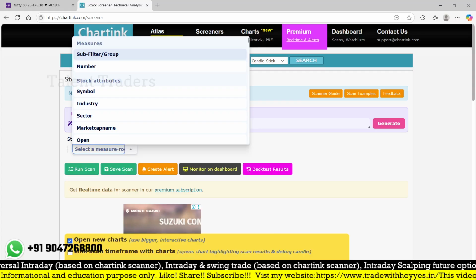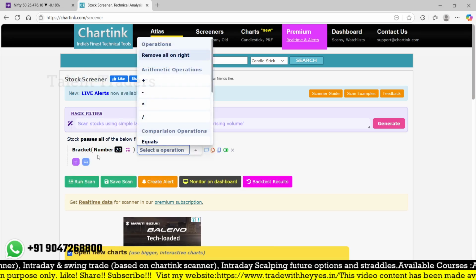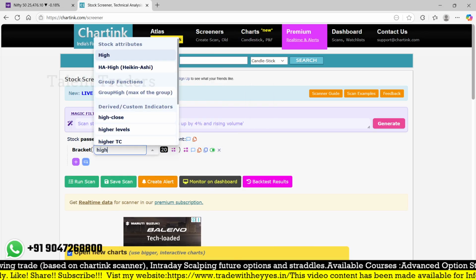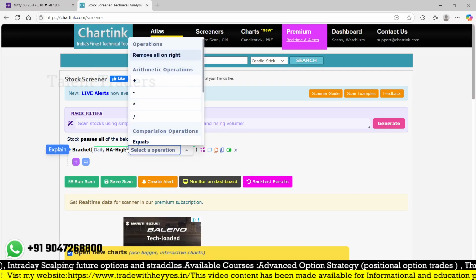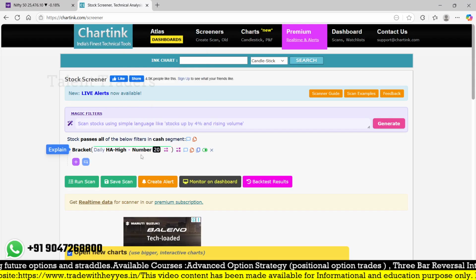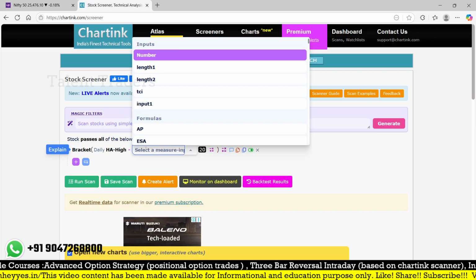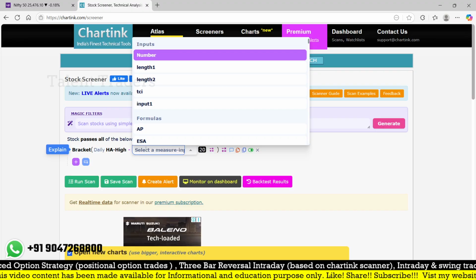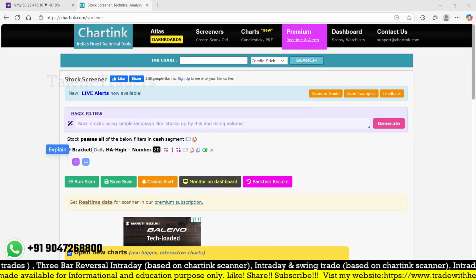So we need to compare some different values. I'll use a bracket function. In this case, high. You have to use Heikin Ashi high. This is the default thing which is available in charting. So Heikin Ashi high minus, let me try to find the candle, how we are looking for the candle.